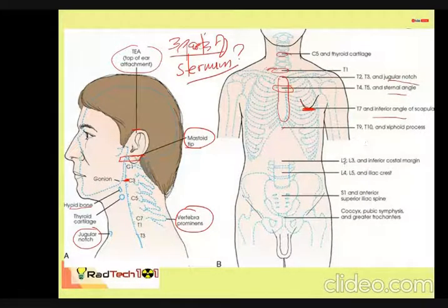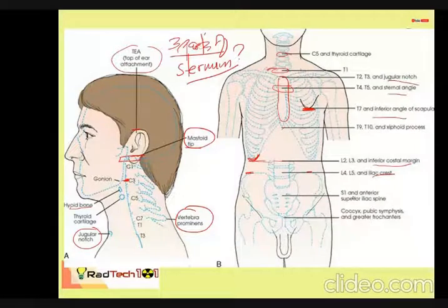Then L2 and L3 is at the level of the inferior costal margin. Ito yung pinaka-inferior portion ng ating ribs. So sa level siya ng L2 and L3 or the second and third lumbar spine. L4 and L5 is at the level of the iliac crest. Ito yung iliac crest. Ito siya, yung top portion ng hip natin.